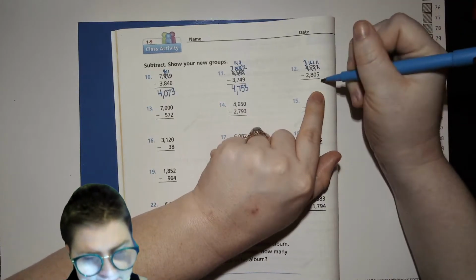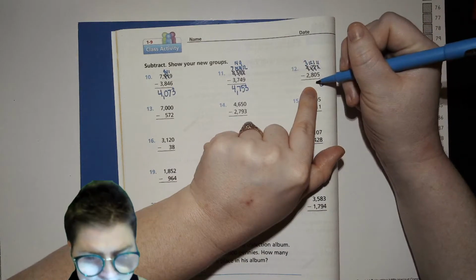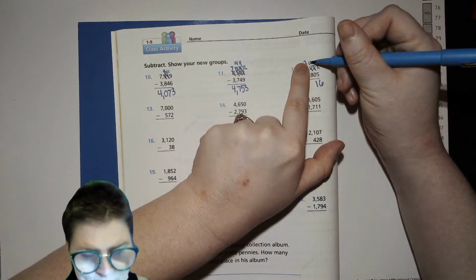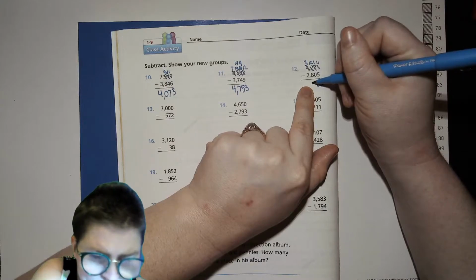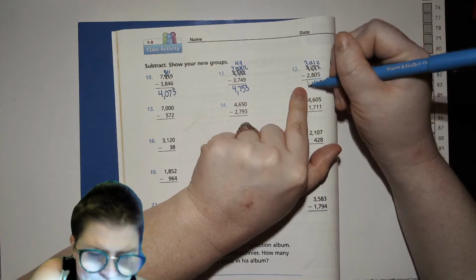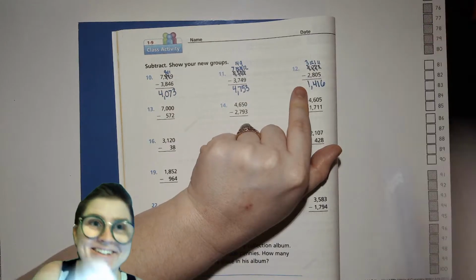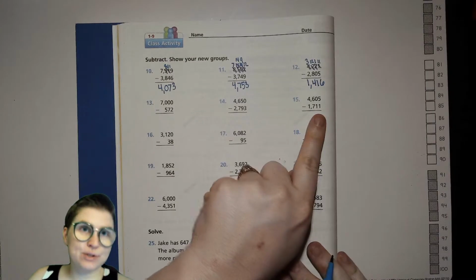11 take away 5 is 6. 110 take away nothing is 110. 12 hundreds take away 8 hundreds is 400. And then 3,000 take away 2,000 is just 1,000. All right. If you're feeling good, you can try this one, but you're also welcome to stay with me.